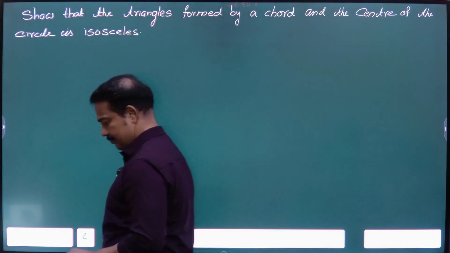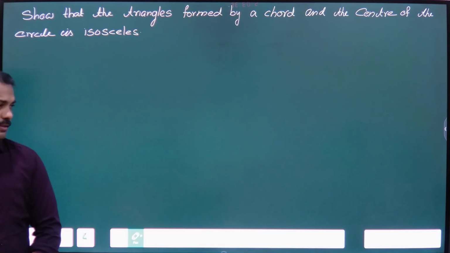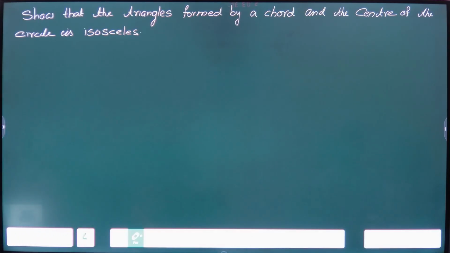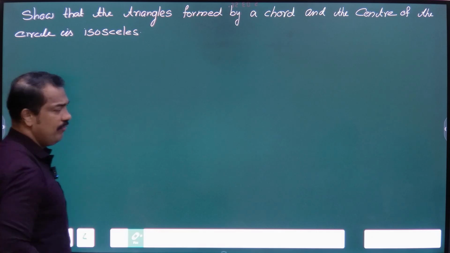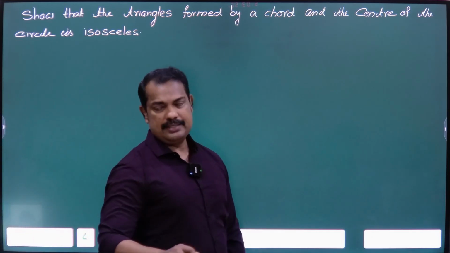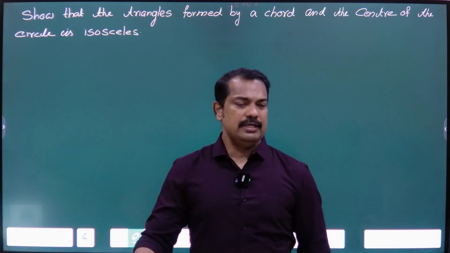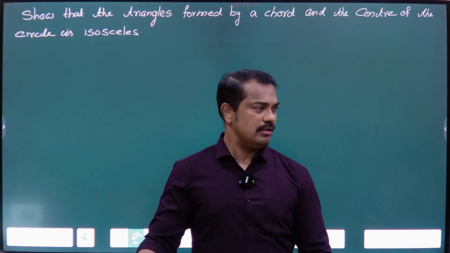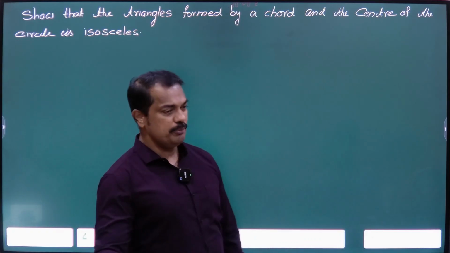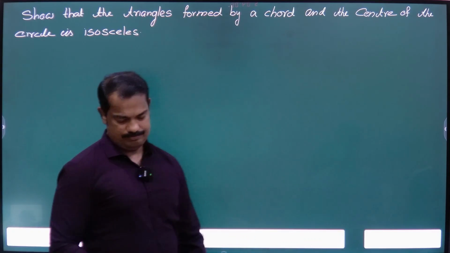Next. Show that the triangles formed by a chord and the center of the circle is isosceles. What is the meaning of isosceles triangle? In a triangle, two sides are equal. In a triangle, three sides are equal is called equilateral triangle. Here you want to prove two sides are equal.